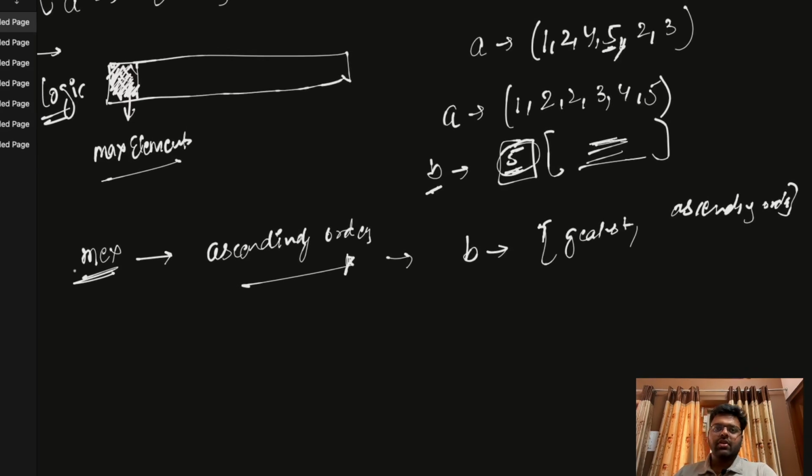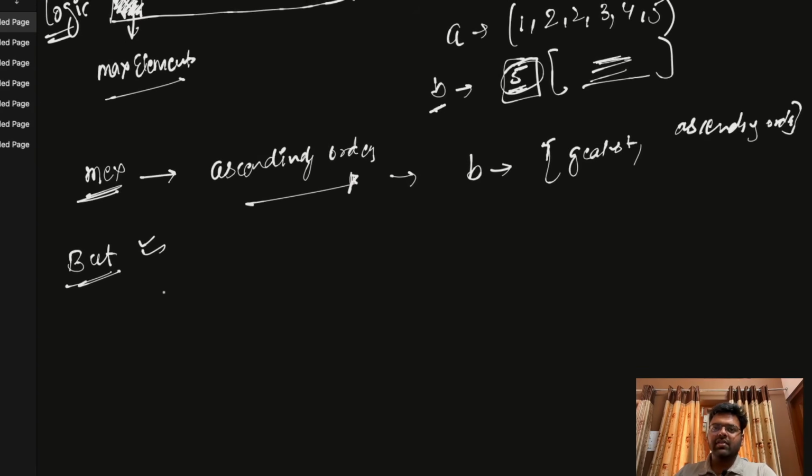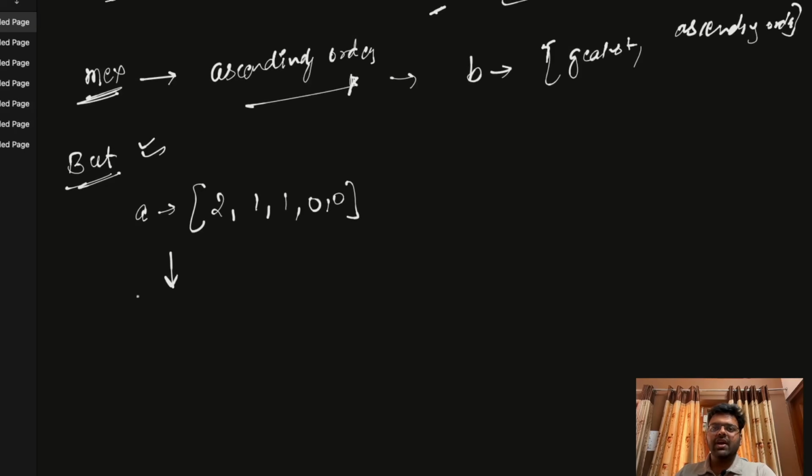But would this be correct? Let's discuss with an example. Let's suppose our array A is something like 2, 1, 1, 0 and 0. If we make a B array, it would look like 2, 0, 0, 1, 1. Our max is always 2, so we don't need to take care of this.